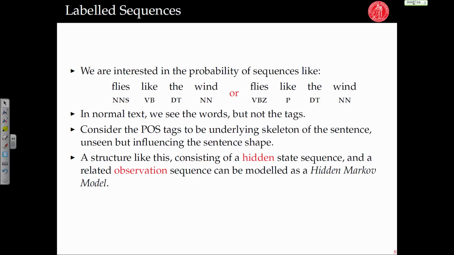And when we have such a structure, hidden Markov models are the perfect models to actually model these two sequences: the seen or observable one, what we call the observation sequence, which is in our example here the words, and the hidden state sequence, which is the part of speech tags.